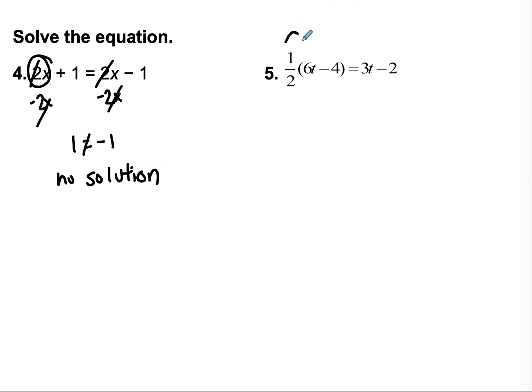For number 5, that 1/2, remember that's like divide by 2. Got to distribute. 1/2 of 6t is 3t. 1/2 of negative 4 is negative 2. Both sides are the same. 3t minus 2 equals 3t minus 2. That means it's going to be infinite solutions.